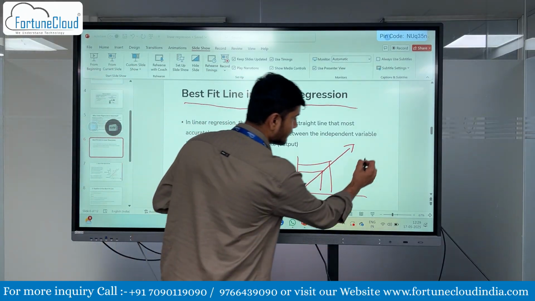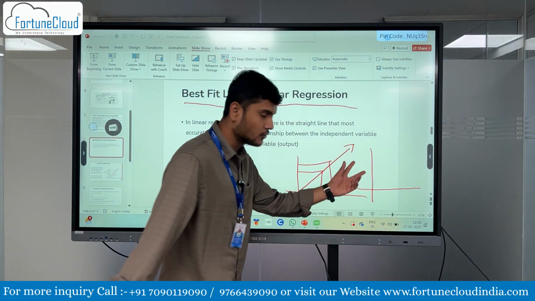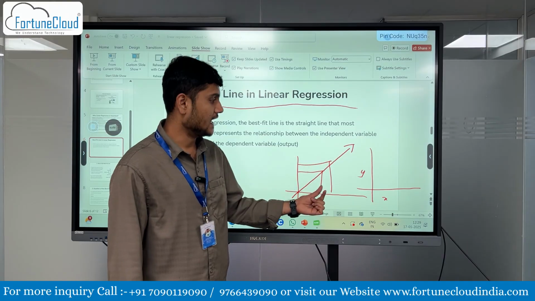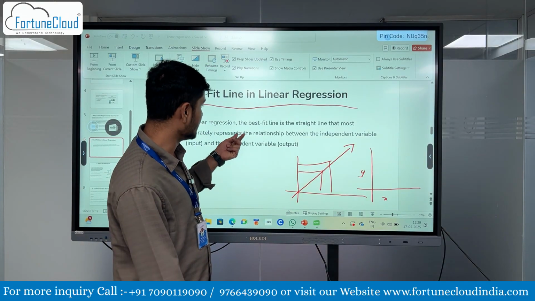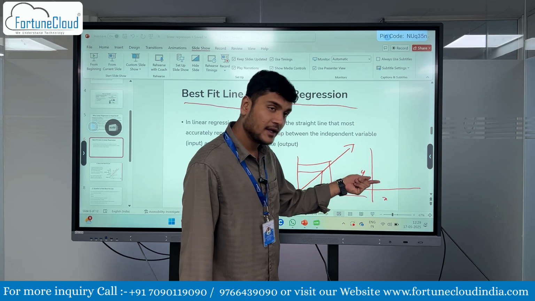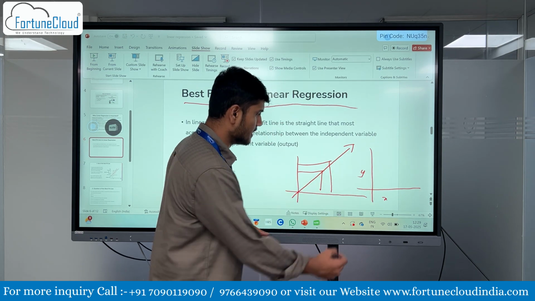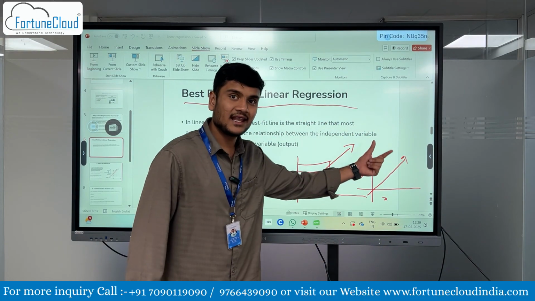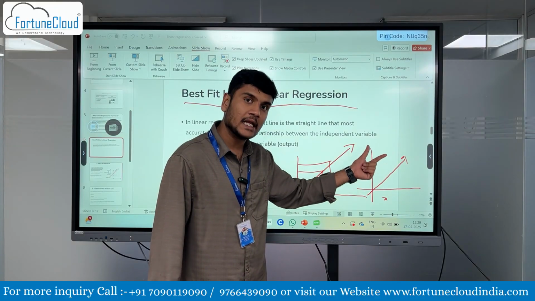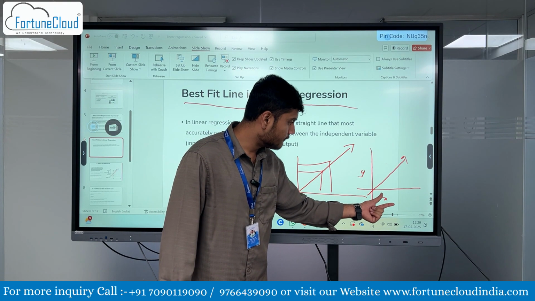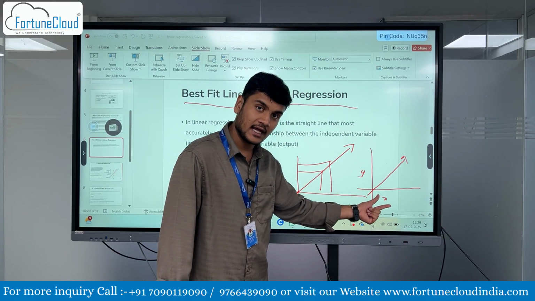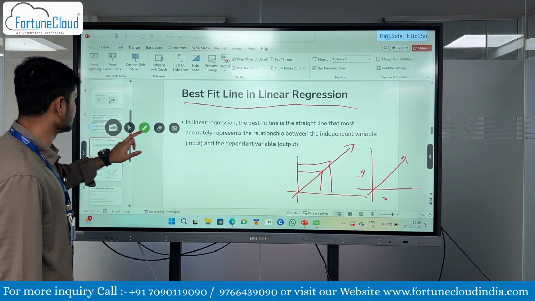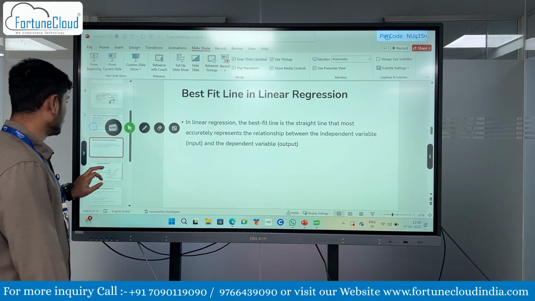So what do you mean by the best fit line? For example, if I have two variables, this is your x and y. The best fit line is a line between these two variables that represents the relationship between the independent variable and the dependent variable. Here in this case, I think this is my best fit line. This is the best fit line to my regression model, where it establishes the relationship between the independent variable and the dependent variable. So this is what the best fit line means.